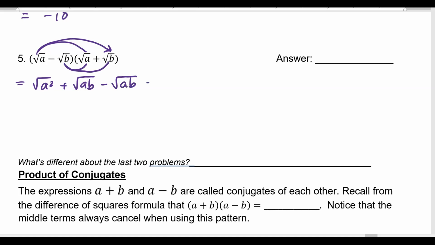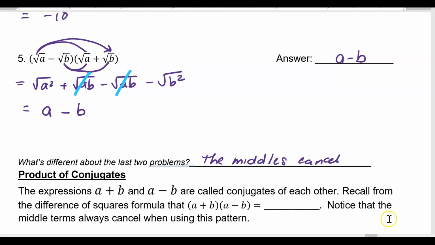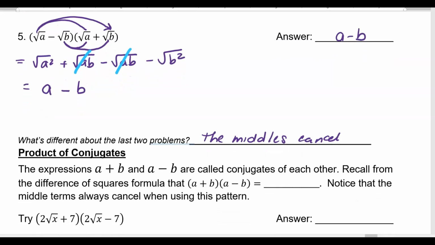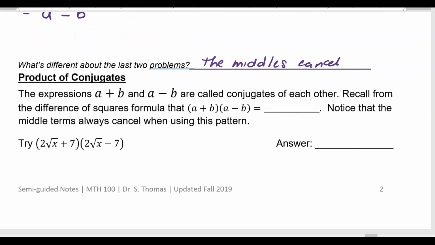And last, we have minus square root of b squared. So again, notice the middles cancel out. And we have the square root of a squared, which is a, minus square root of b squared is b. So the final answer is a minus b. So what's different about the last two problems? Notice that the middles cancel. And that always happens when you have an expression like a plus b times a minus b.